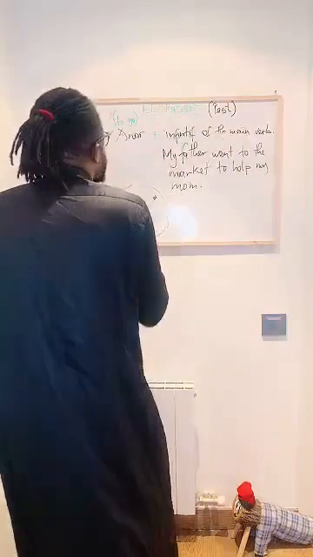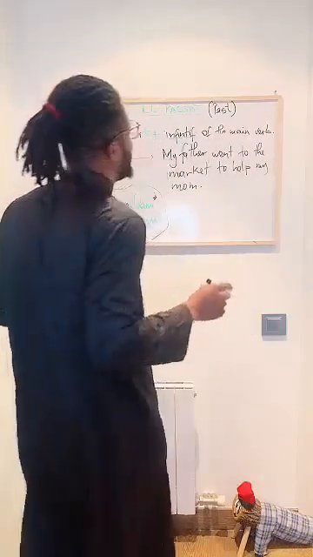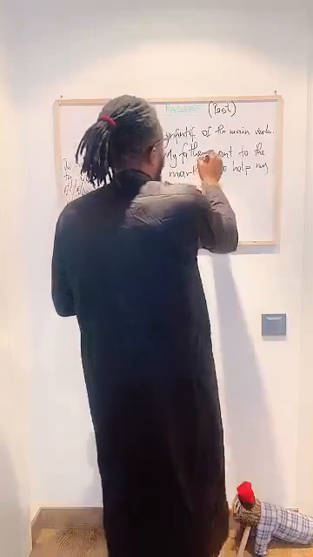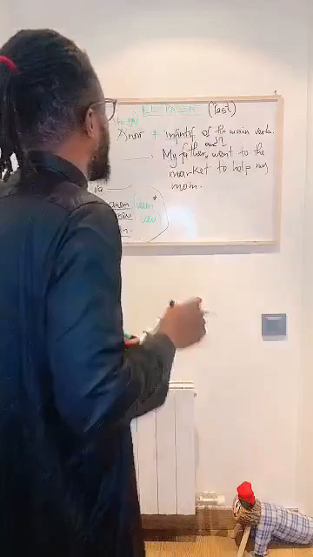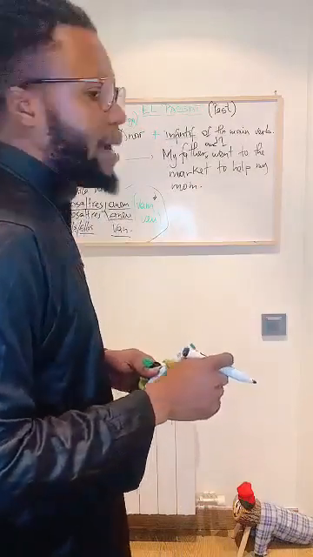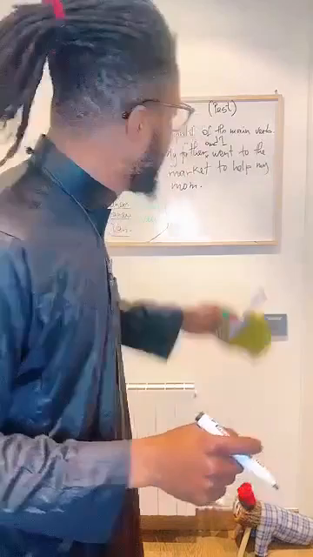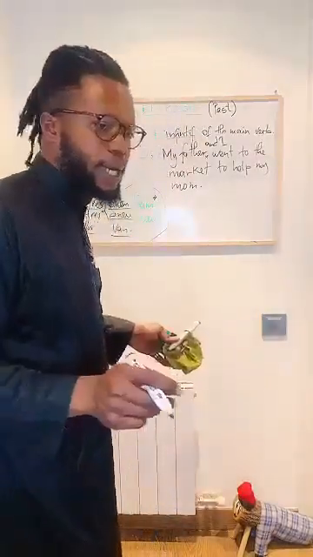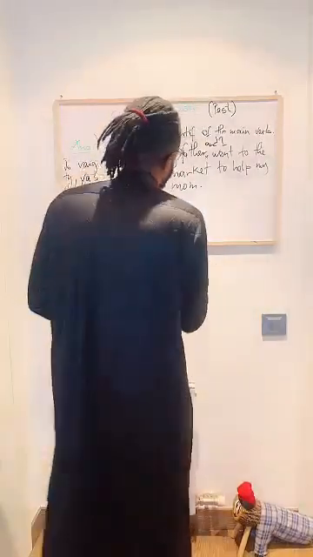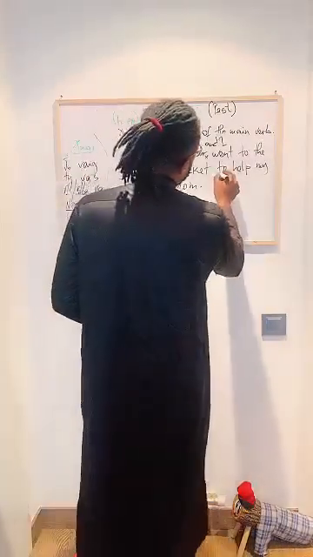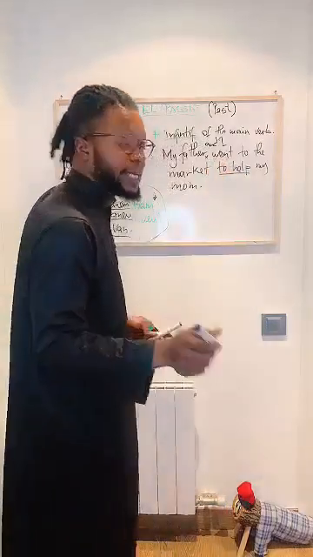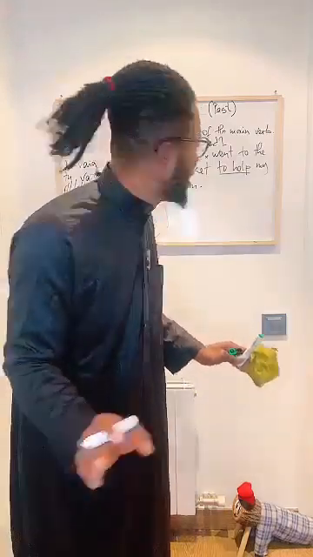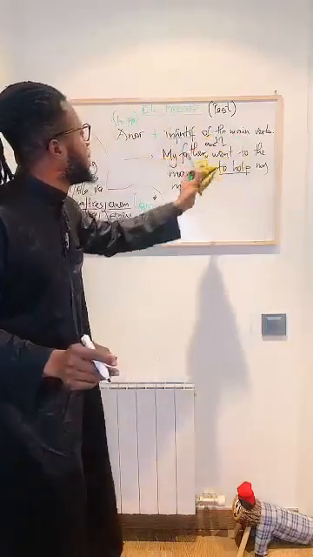Now we have a long one. My father and I went to the market to help my mom. A very long one. To help, we say our infinitive, to help, accompany. In this sentence we say it in the infinitive form. Simple as that. My father and I went to the market to help my mom.